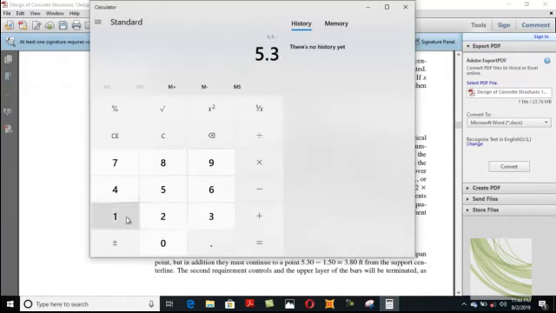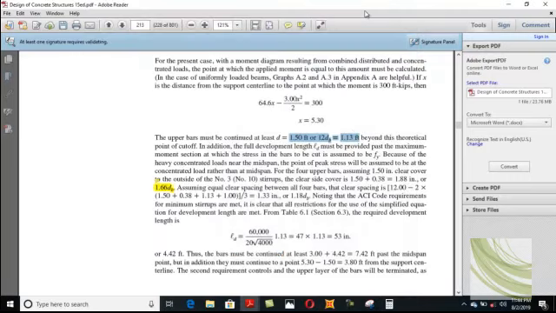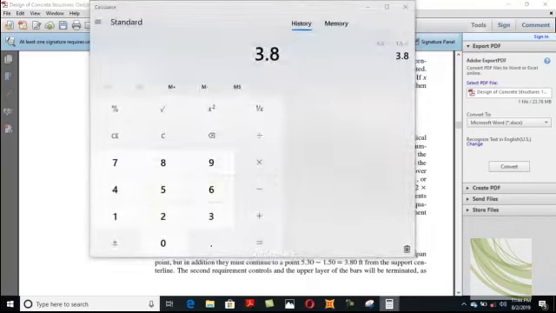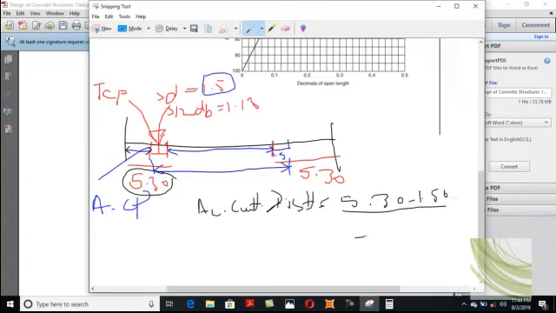5.3 minus 1.5 gives you 3.8. So 3.8 is now your actual cutoff point, actual cutoff distance, 3.8 foot from the support base. Clear? Now we will check whether this distance is equal to the development length or not equal to the development length.